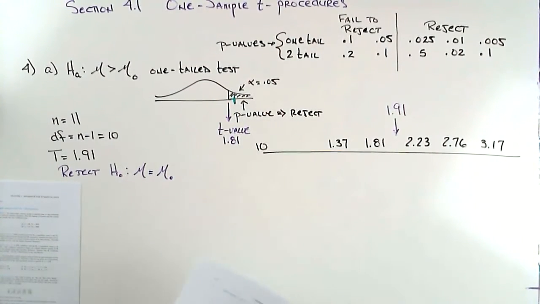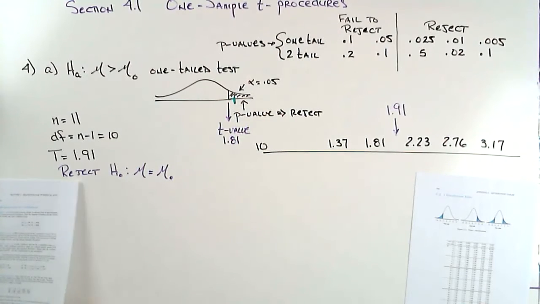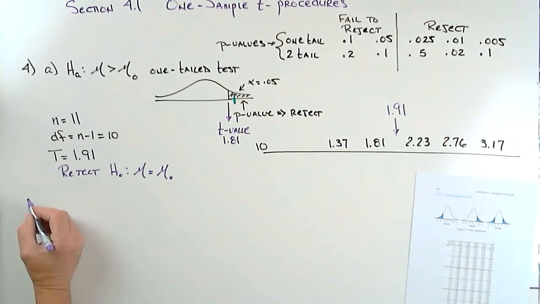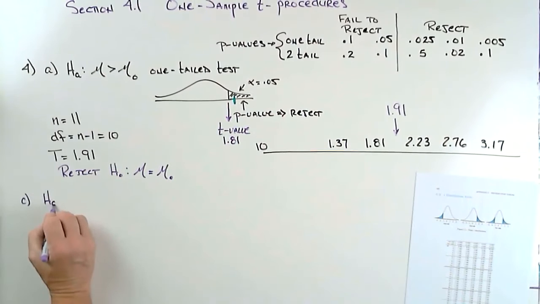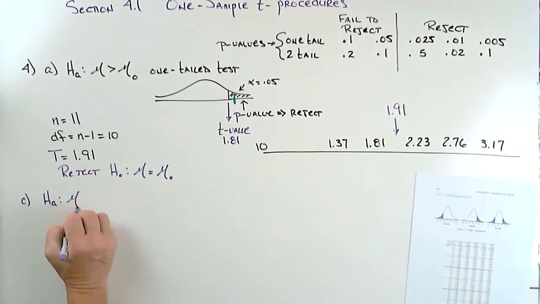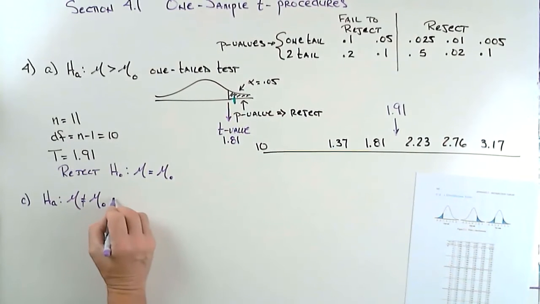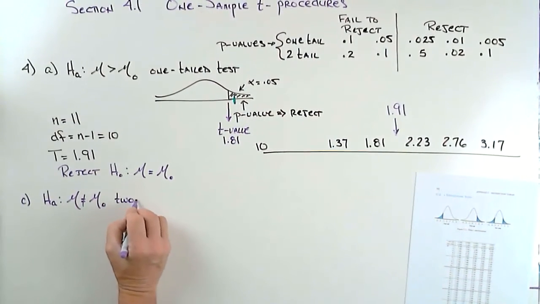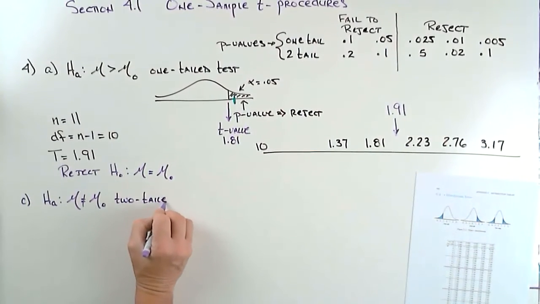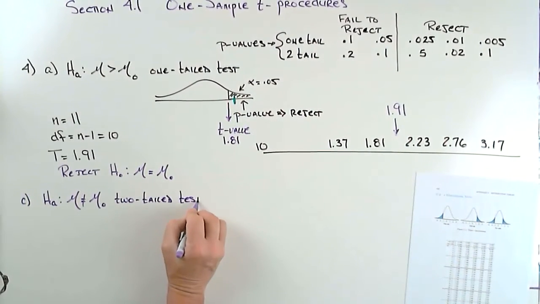So that was 4a. I'll go ahead and do 4b as well, or I'll do 4c. 4c is HA, and now we have mu is not equal to some value. In other words, we have a two-tailed test. That's why I did 4c instead of 4b. 4b is also a one-tailed test. And then what are they giving us here?